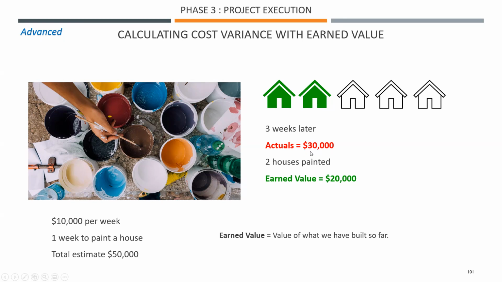But when you check, you notice only 2 houses have been painted, and the third one has not even started. So the earned value, which is the value of what we have built so far, is 20,000. Because we were expecting 10,000 expense per house. But now we only have 2 houses painted and we already paid 30,000, so it's not looking good moving forward. So here you go. This is your first example.